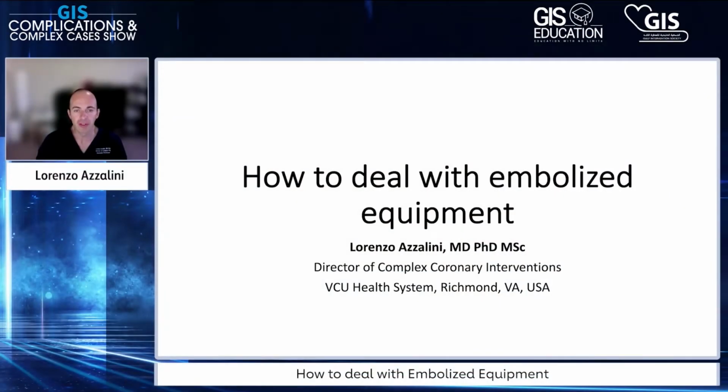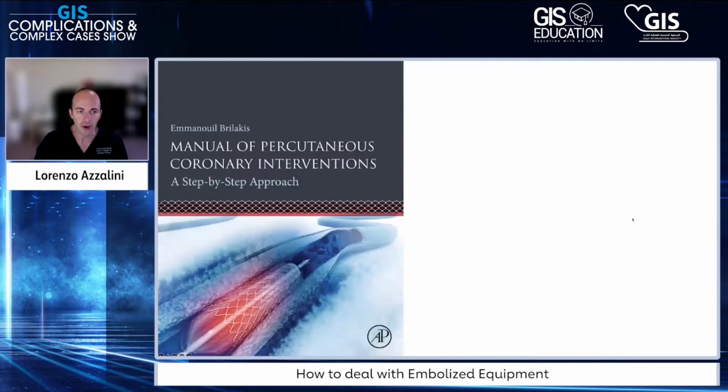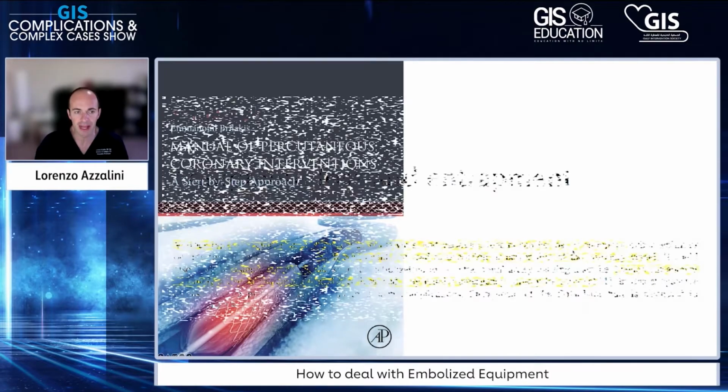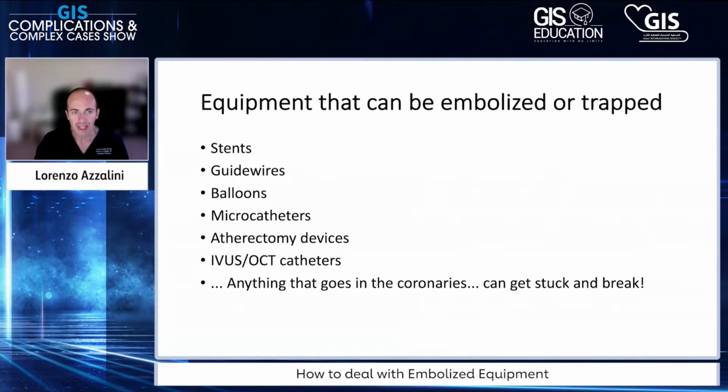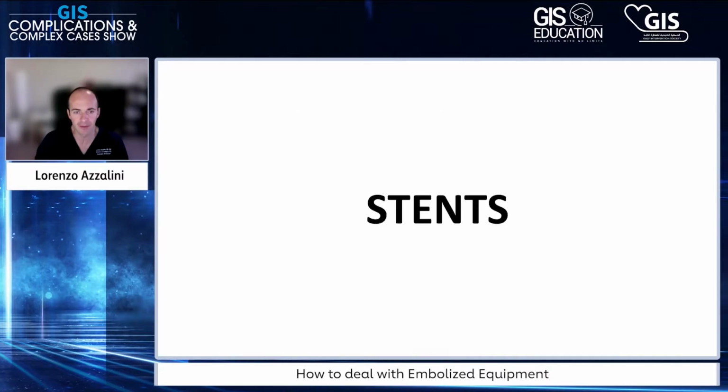Today we're going to talk about how to deal with embolized equipment in the coronary arteries. Most of my talk and the principles outlined here can be found in the excellent manual Percutaneous Coronary Intervention by Manos Brilakis. Chapter 27 deals with equipment loss and entrapment. So what can be embolized or trapped in the coronary arteries? Basically, anything that goes in can get stuck and rupture and then embolize: stents, guidewires, balloons, microcatheters, atherectomy devices, and imaging catheters. Let's review these categories one by one.